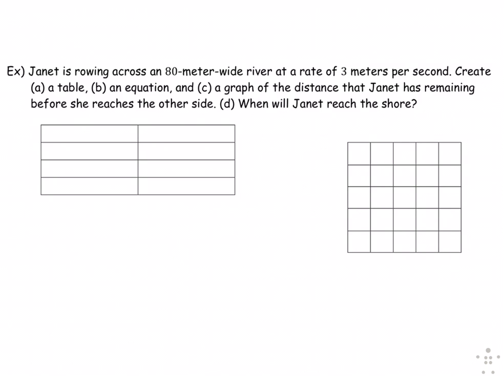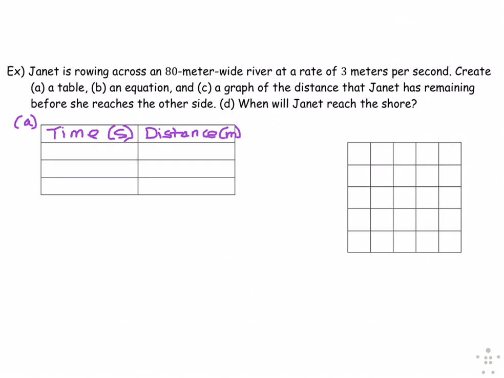In this example, we will make a table, an equation, and a graph to model the situation of Janet rowing across an 80-meter wide river at a rate of 3 meters per second. This graph and information will represent the distance that Janet has remaining before she reaches the other side, and we'll have to answer the question, when will she reach the shore?